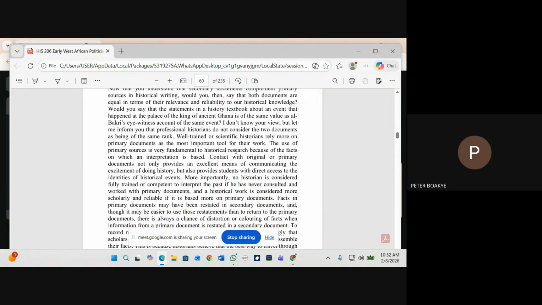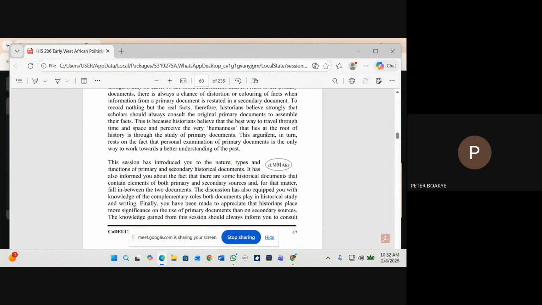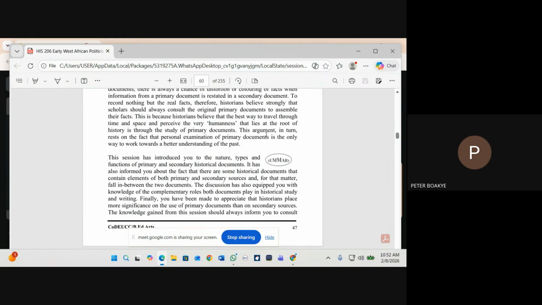Trained or scientific historians rely more on primary sources, take note. For example, Al-Bakri's eyewitness account of Ancient Ghana, and we draw on some of these to get a lot of information from some of these people. So in this session, we have introduced you to the nature, types, and functions of primary and secondary sources, and so you are now conversant with them.